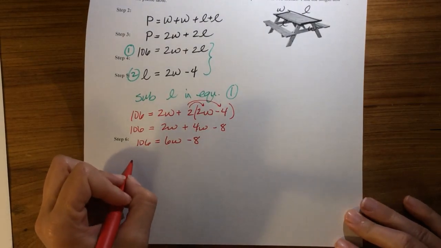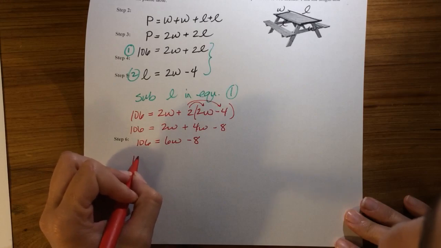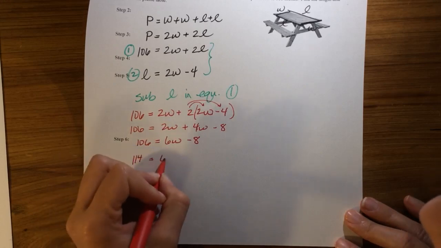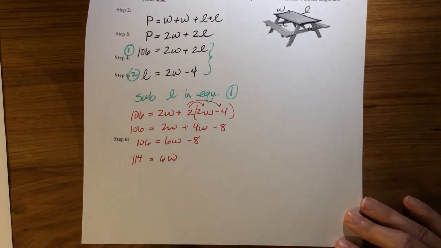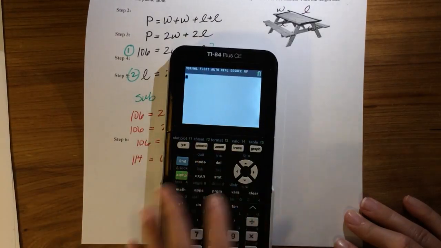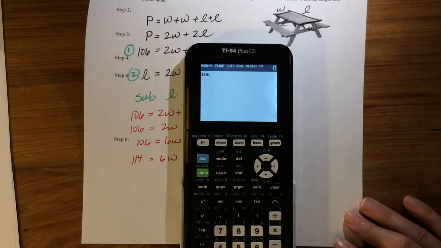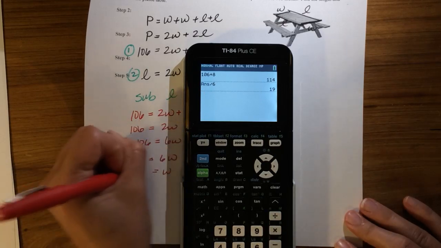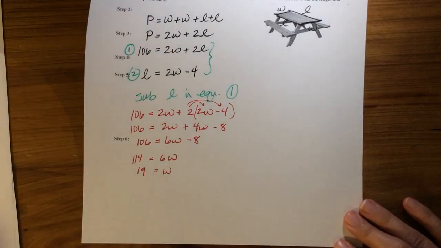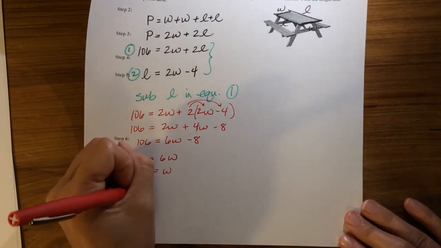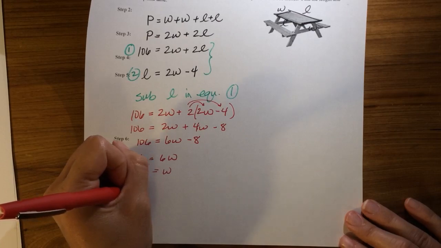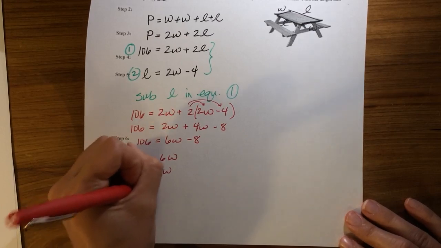So that is what? 114 equals 6W. Let's just check, because you should never trust anything I do in my head. Oh, good. Now divide by 6. W is equal to 19. But are we done? No, not done. Right, so W is, did it give us a unit? Inches. So W is 19 inches.